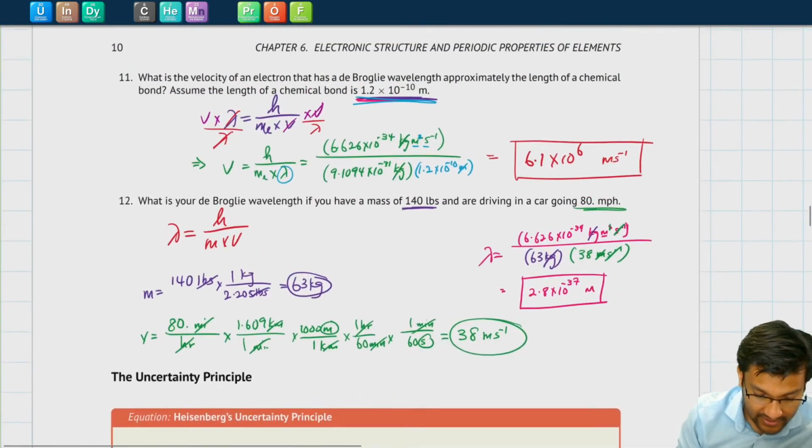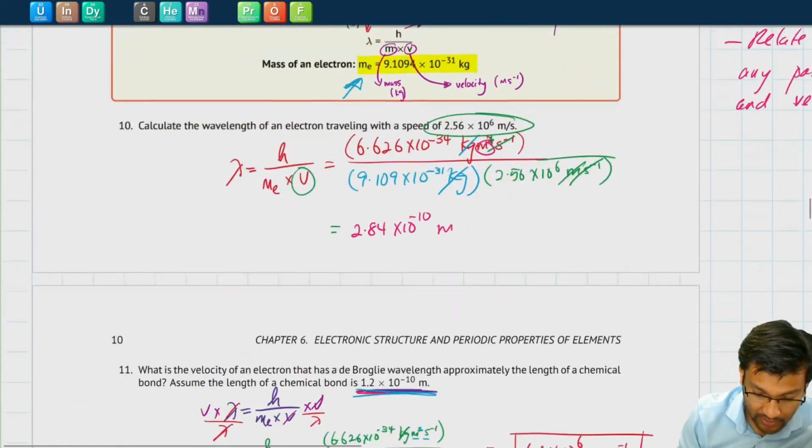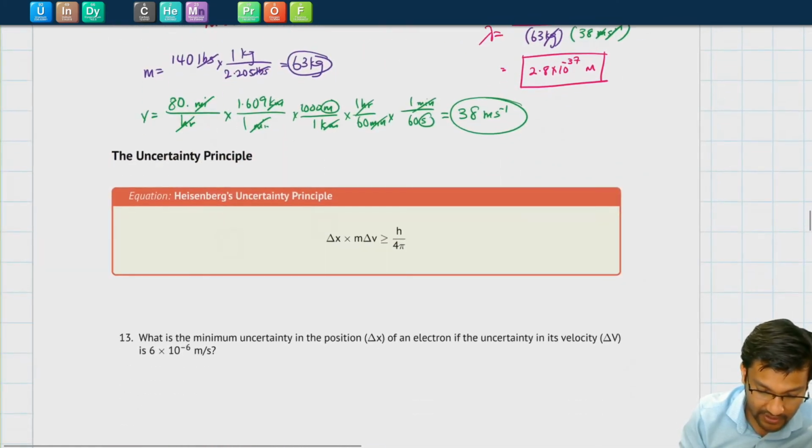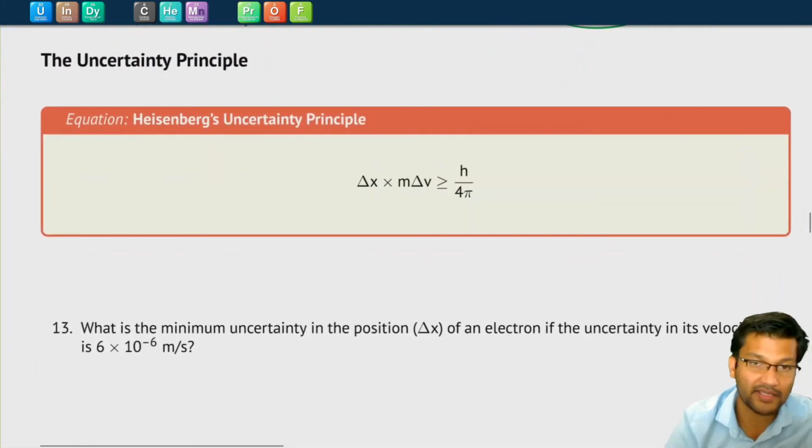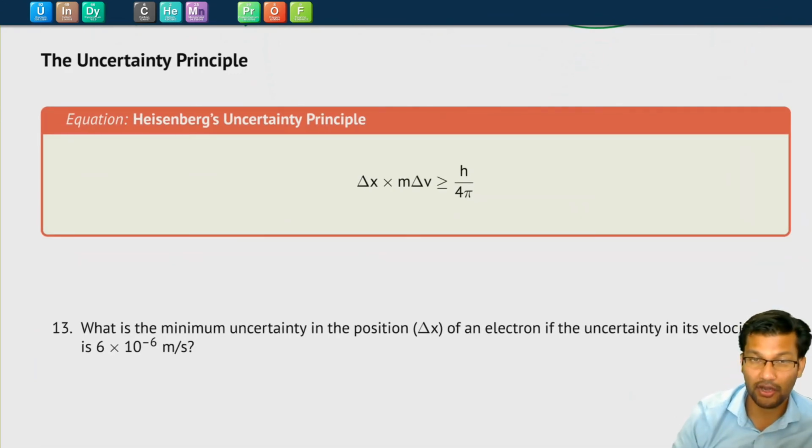All right, so that brings us to the end of the de Broglie wavelength. In the next video, we're going to go deeper into other aspects of quantum mechanics when we talk about the uncertainty principle.